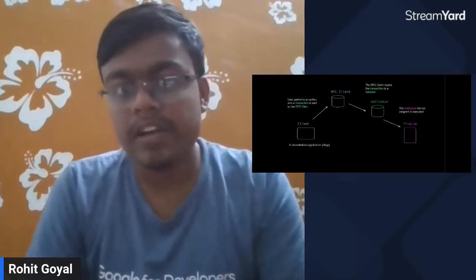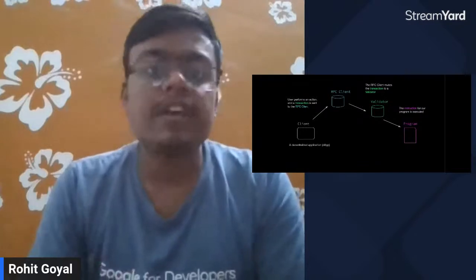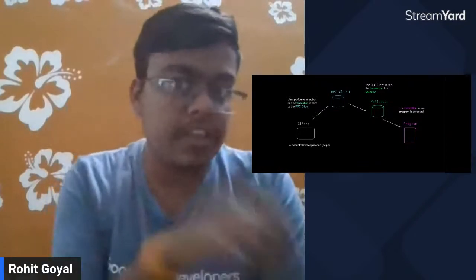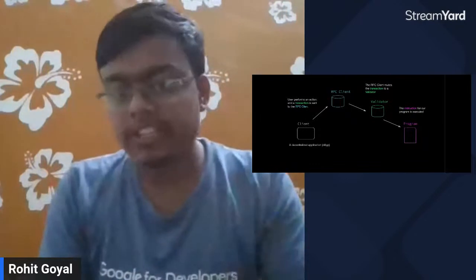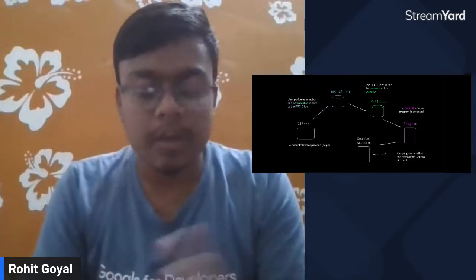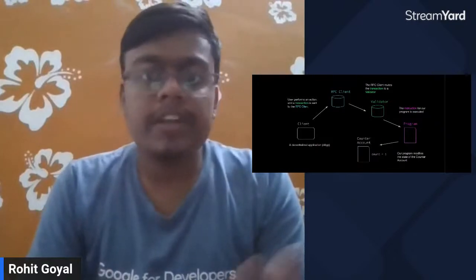We start out with our decentralized application, which is hosted just like a normal Web2 application. A user performs some action on our DApp, and the DApp sends a transaction to an RPC client. Next, the RPC client routes the transaction to a validator on the Solana network. The transaction is processed, and the instruction of our program is executed, invoking our program to perform an action. The program then modifies the state of the counter account, updating the state to one.